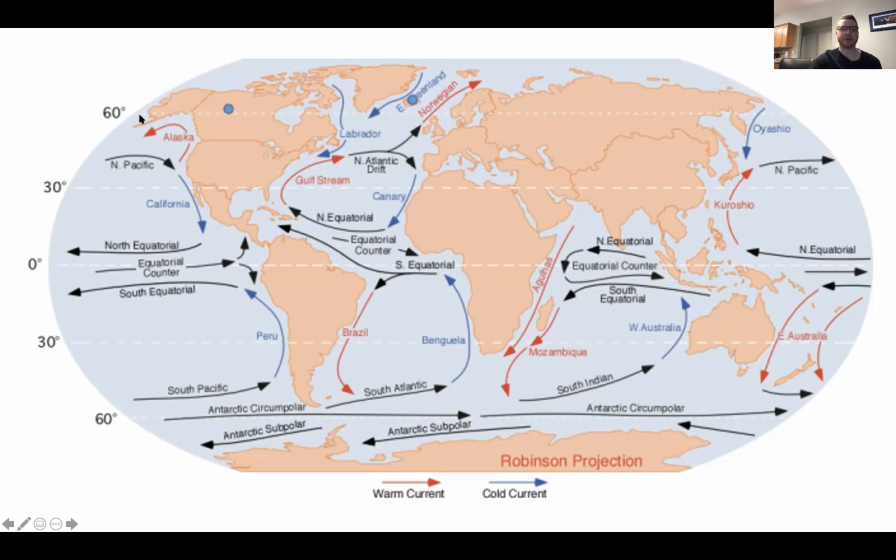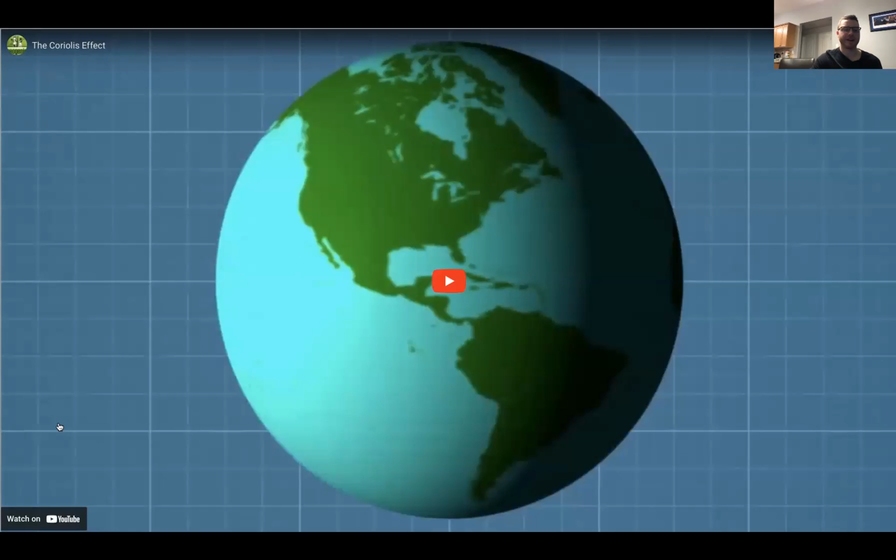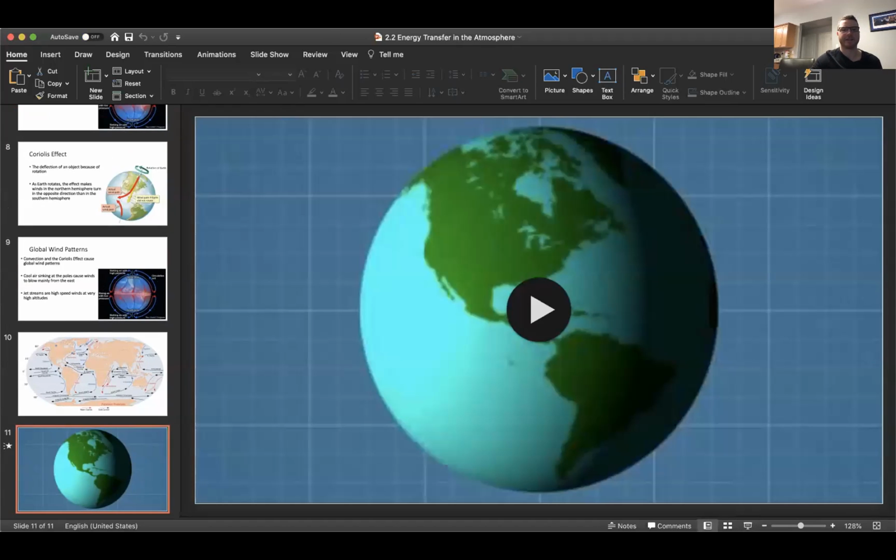Okay, so you don't need to know this map at all. I just wanted to show it to you, just to show what is going on on a global scale for wind and ocean patterns. This last thing here is a video on the Coriolis effect, so please take the time to watch that, which we will not watch now. And that is everything for today's lesson.